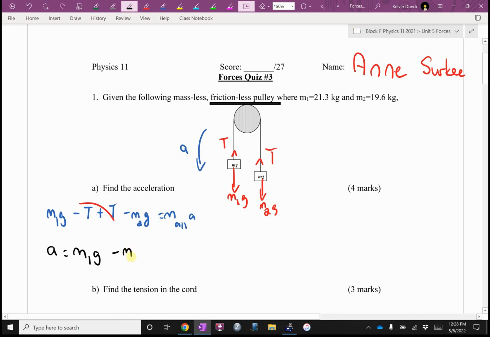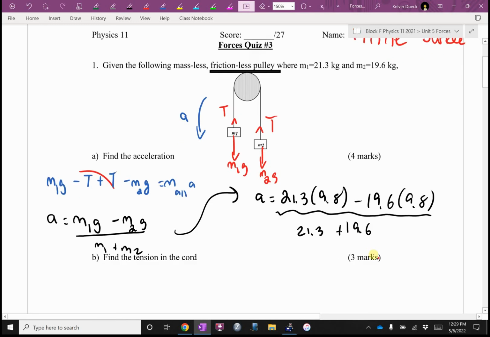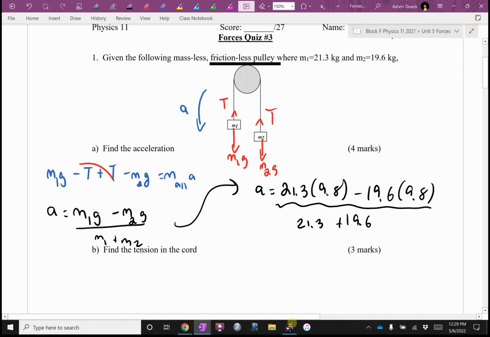m1g minus m2g all over m1 plus m2. Now I'll plug in the numbers. 21.3 times 9.8 minus 19.6 times 9.8 all over 21.3 plus 19.6. So you need to be comfortable with being able to type stuff like this into your calculator.